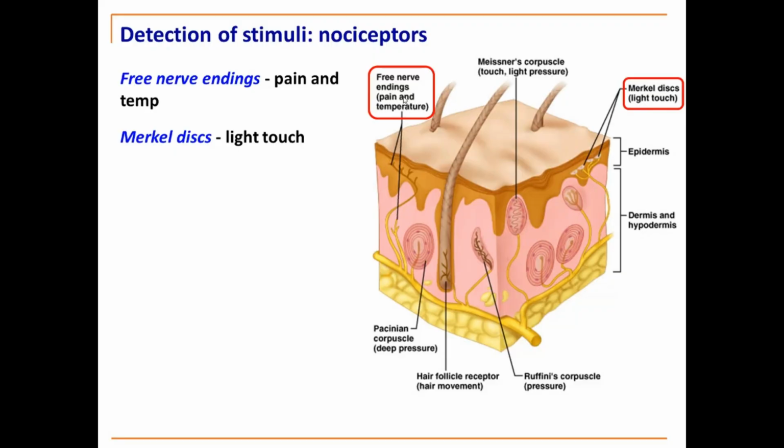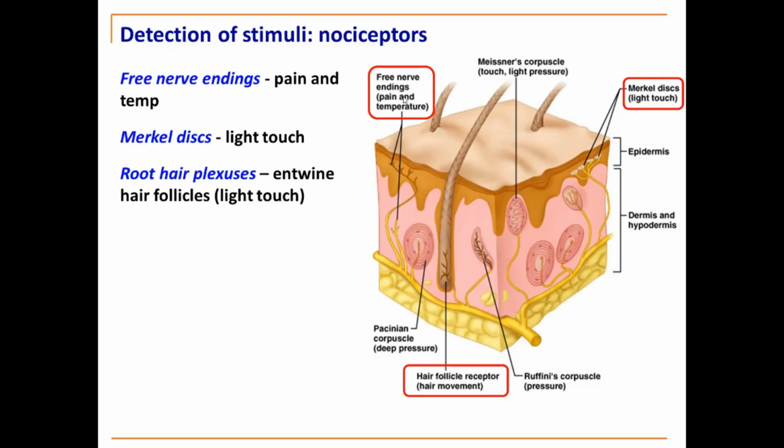We do have other receptors present within the skin, of course. We've got the Merkel discs, which respond to light touch. So you can see they're near the surface of the skin, near the epidermal layer. You've got the root hair plexuses. So these entwine around the hair follicles and are again responsive to light touch.